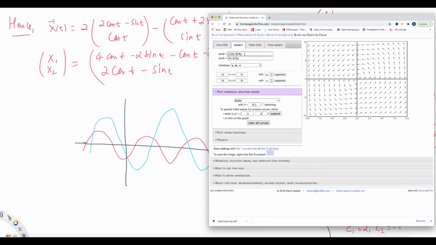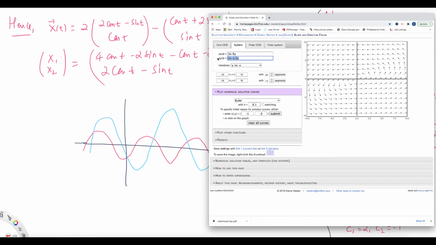By the way, this is not the one that I entered. So let me enter the very first matrix there. The very first matrix is 2x minus 5y, okay? And then the second matrix was x minus 2y, okay? If you do that, look at that.